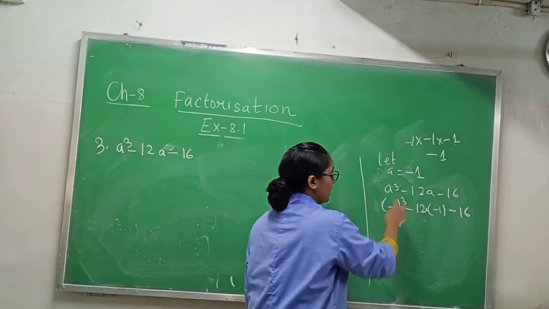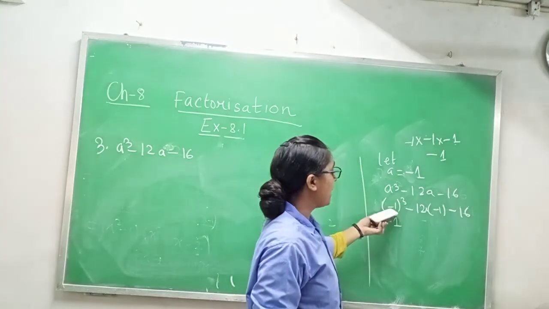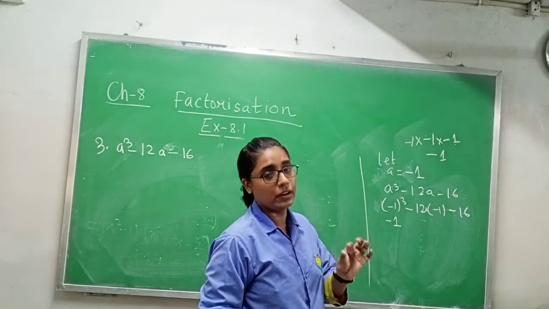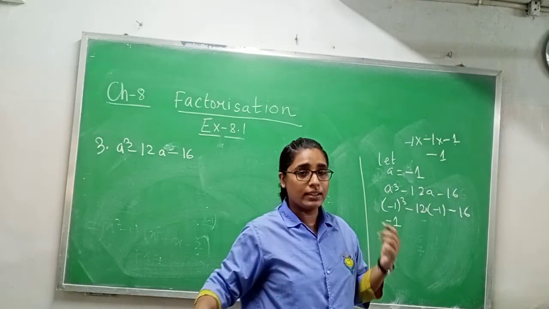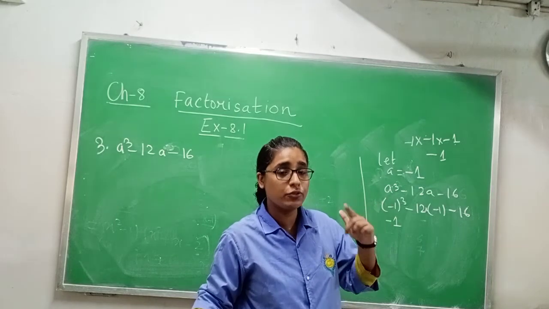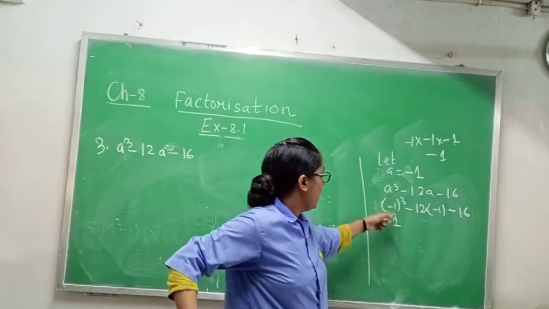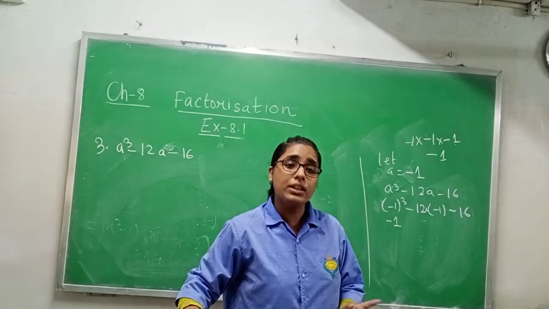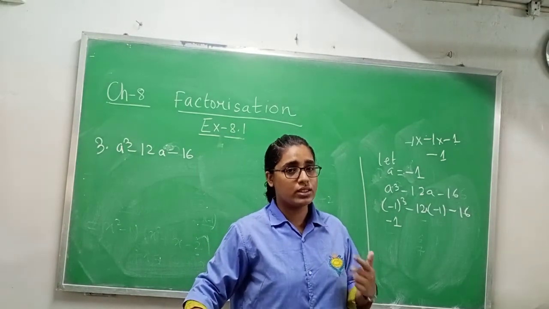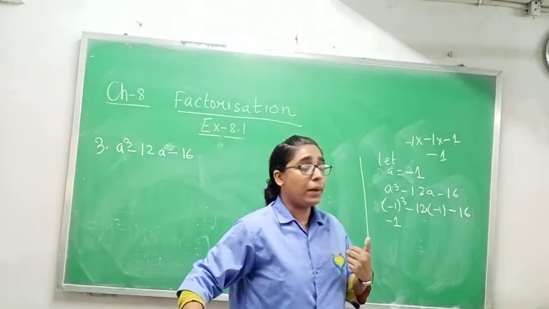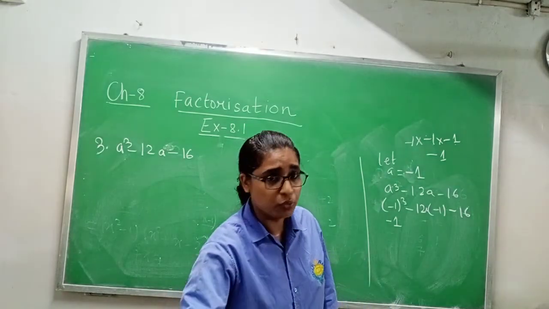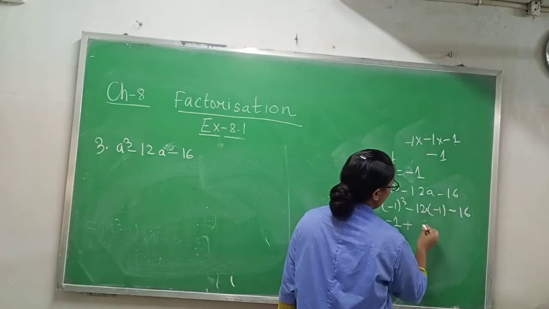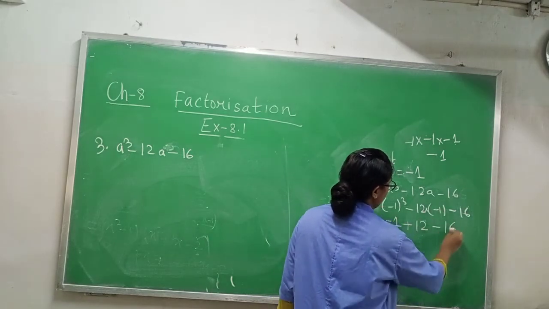Shortcut is that when power is odd, then if you have a minus sign you have to write it. If you have power as an odd number, means 1, 3, 5, 7, like this, that minus sign you have to write. If you have even numbers like 2, 4, 6, 8, then at that time the sign will be removed. Now see, minus minus plus 12 into 1, 12, minus 16.